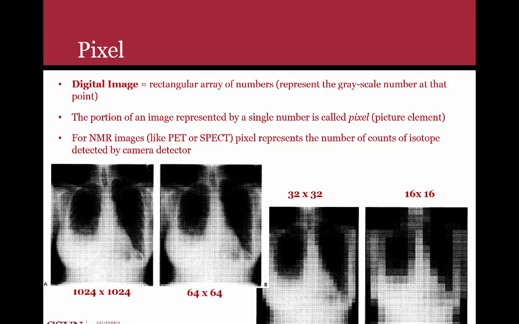For nuclear magnetic resonance imaging, the pixel represents the number of counts of an isotope detected by a camera detector. So that gives you some relation between what an actual pixel means and what it physically means when you're using different modalities. Here are different images with different numbers of pixels. This is a 1024 by 1024, so you have 1024 on the row and the column, and that gives you a better image than a 16 by 16 pixelated image.